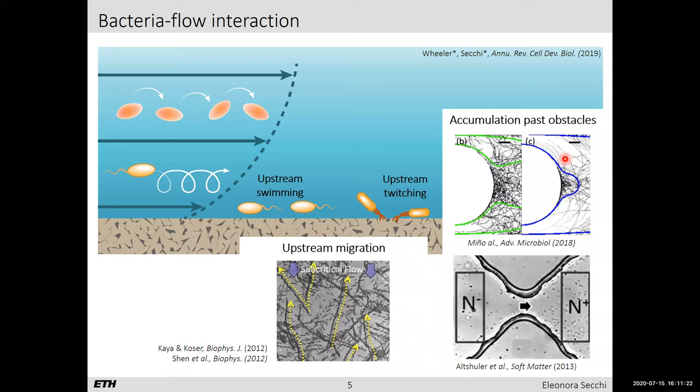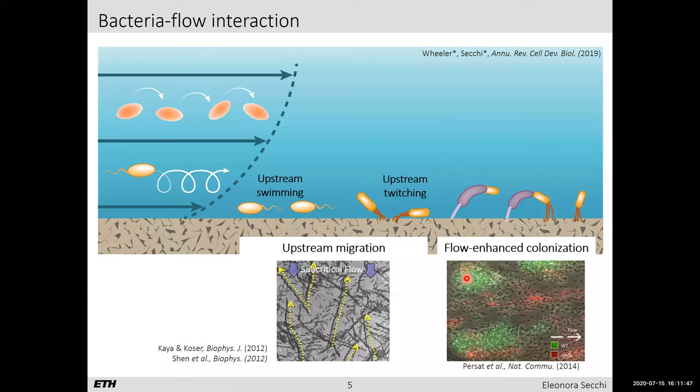Flow in this case is in this direction, and we see accumulation in the wake of the pillar. Or if we have a constriction, we can see more bacterial cells downstream than upstream. Both these mechanisms are due to the hydrodynamic interaction with the surface, and they are not in bulk. Now, if we move a bit away from the surface, then we have bacteria in a shear flow in bulk.